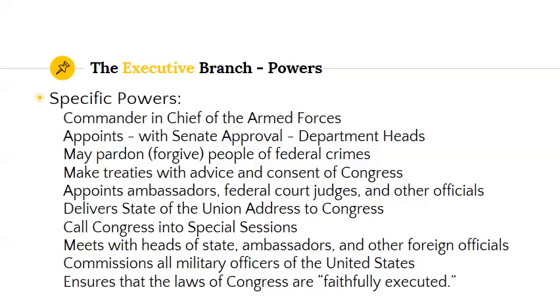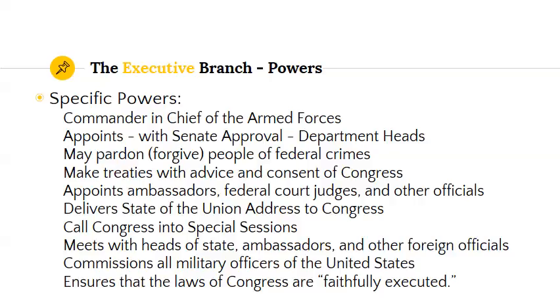The executive branch has some specific powers. First and foremost, they are the commander-in-chief of the armed forces. They also appoint, with Senate approval, their department heads, the bureaucrats that head up these different agencies. The president may pardon or forgive people of crimes against the federal government. The president may make treaties with advice and consent of Congress, and we're watching the Pacific Rim trading deal right now. Appointing ambassadors, federal court judges, and other officials is also the responsibility of the president.